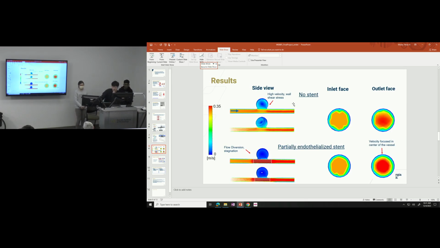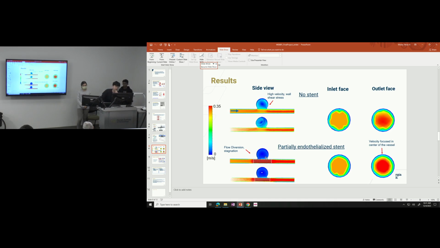But so, due to time constraints, we were only able to have two models, one without anything, just the aneurysm model, plus the one with the stent with 40% endothelialization. And as you can see here, without any stent or anything, there's high velocity and wall shear stress within the walls of the aneurysm, which could cause a rupture in the aneurysm, and there's no flow stasis and thus no thrombosis within the sac.